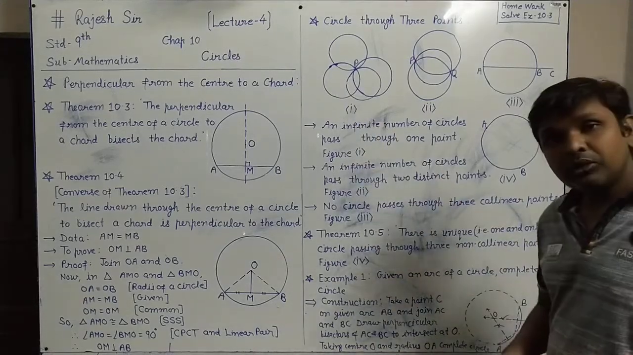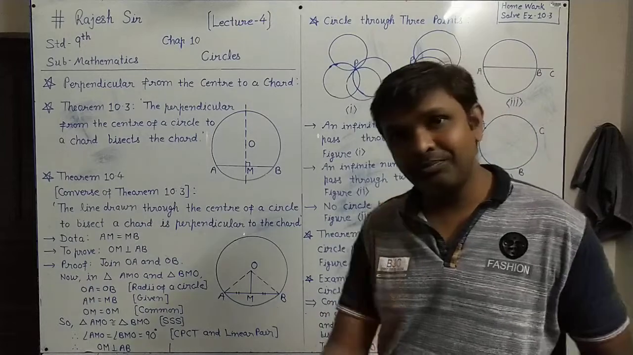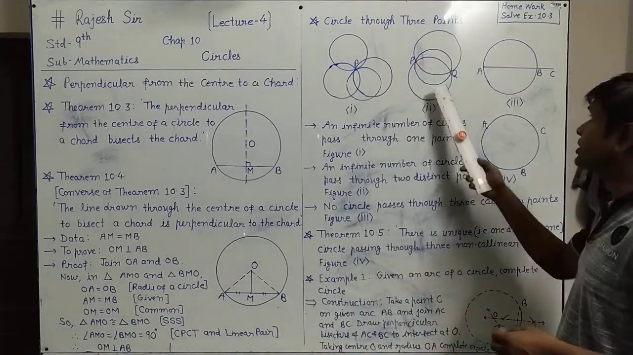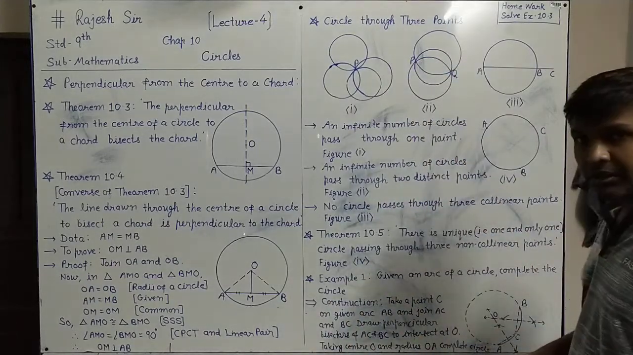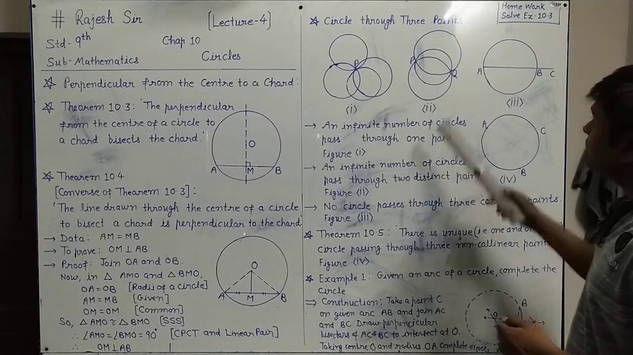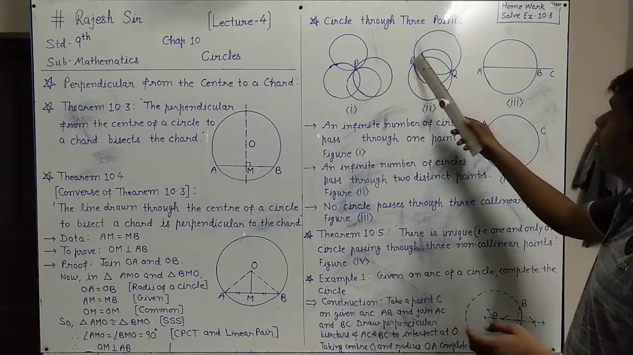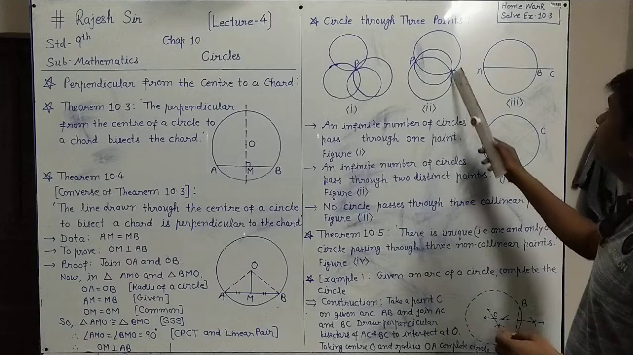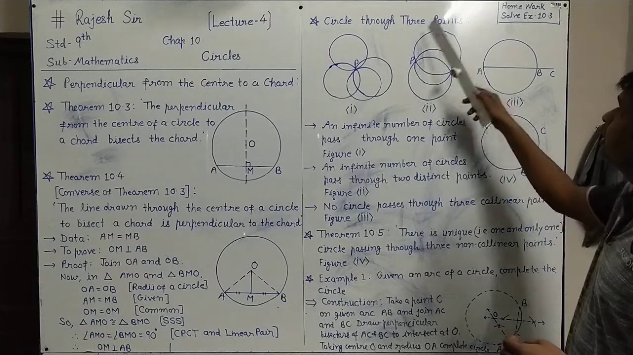Now we will discuss the circle passing through 2 points. In the second figure you see 2 points, P and Q, are given. How many circles can you draw? The first circle I have drawn here with PQ as a diameter. Then this second circle, third circle.